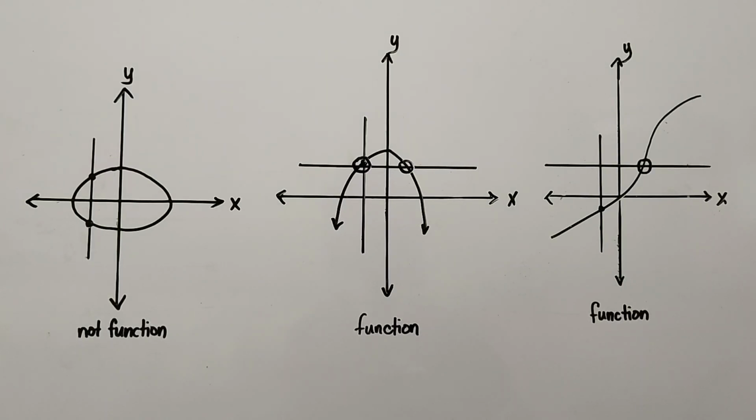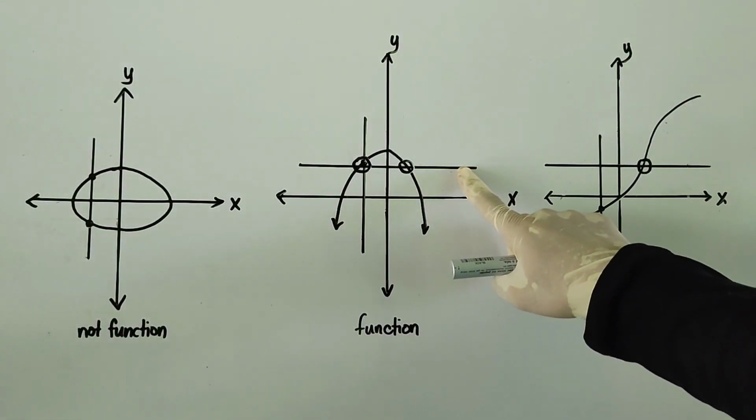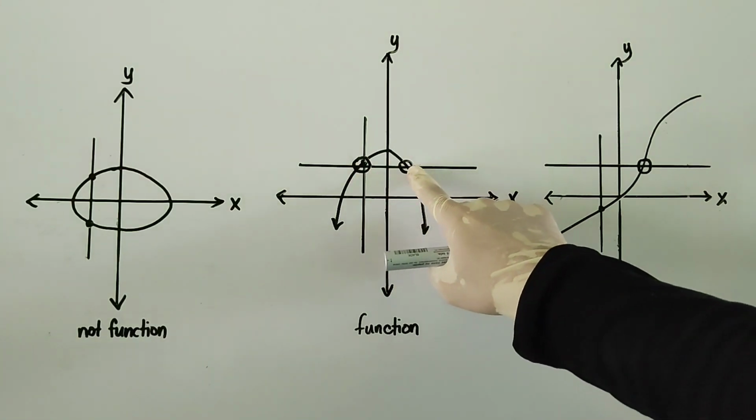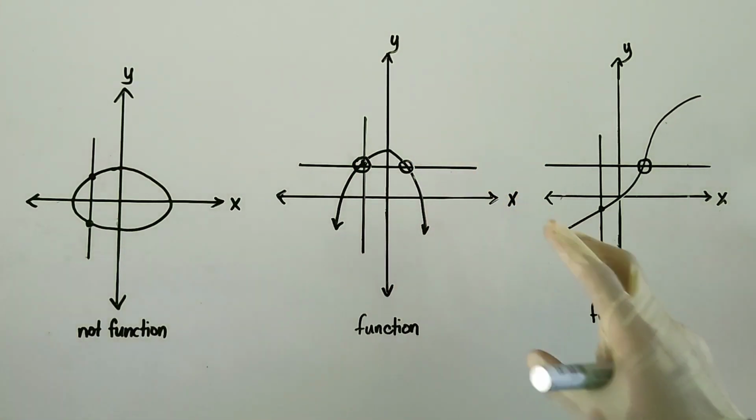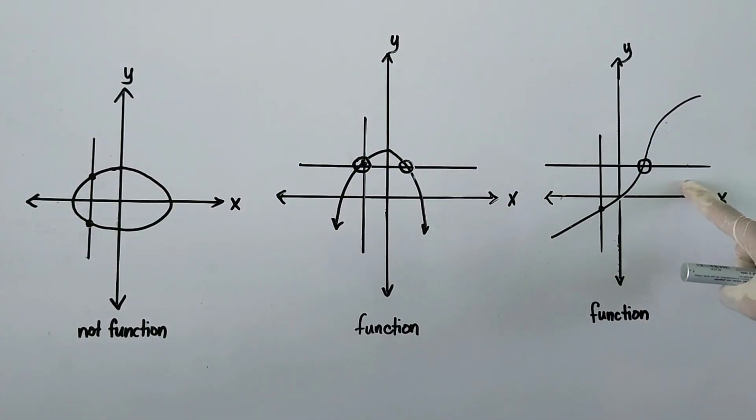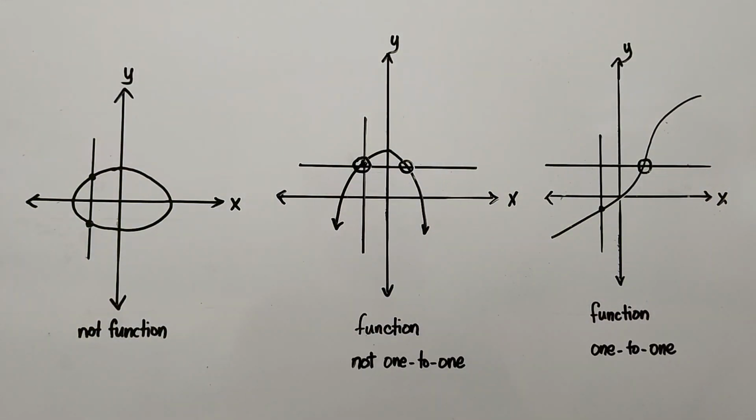Consider the second and the third diagrams. This horizontal line touches the graph at 2 points. Therefore, this diagram is not one-to-one. And in this diagram, this horizontal line intersects the graph at exactly 1 point. That makes this diagram a one-to-one function. It goes to show that only the third diagram has an inverse.